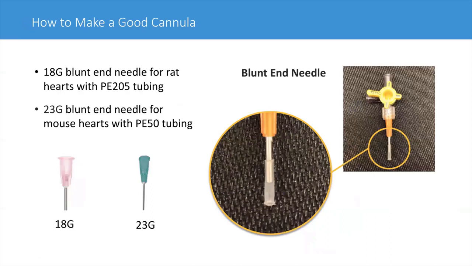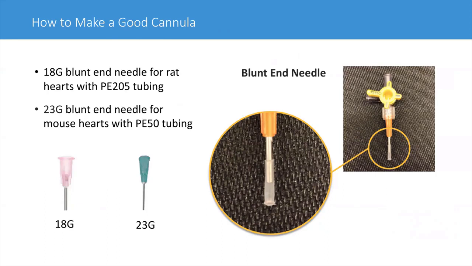There is one item that is critical for the experiments that one needs to make by themselves. Depending on the size of the heart, i.e. the diameter of the aorta, you need to select different sizes of blunt end needles. Typically, for about a 200 to 300 gram rat, one will need to use an 18 gauge blunt end needle, and a 23 gauge needle for the mouse heart.